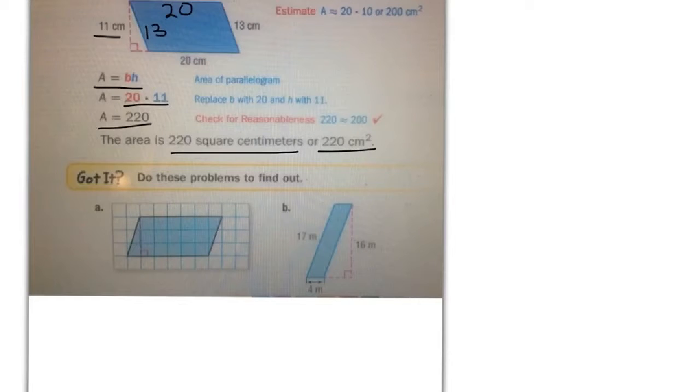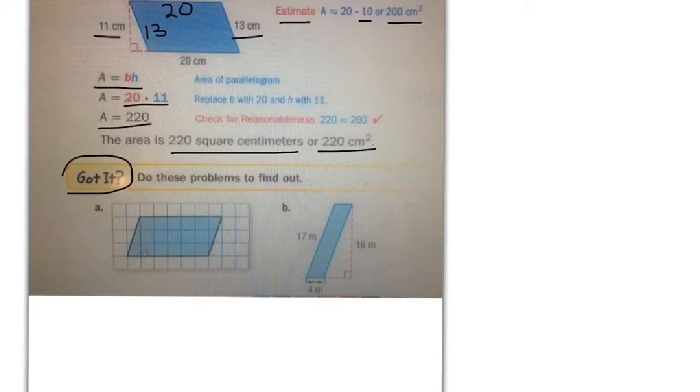One thing that you'll notice is that they did an estimate ahead of time. That is always a good idea. When you do an estimate, you should round one of the numbers to a close, easy multiplier. So they took 20 and multiplied it by 10. They changed the 13 to a 10, just to make it easy multiplication we can do in our head. That gives us 200 square centimeters. If our answer is close to 200, that means that we did a good job and we got 220, which means we're most likely correct.